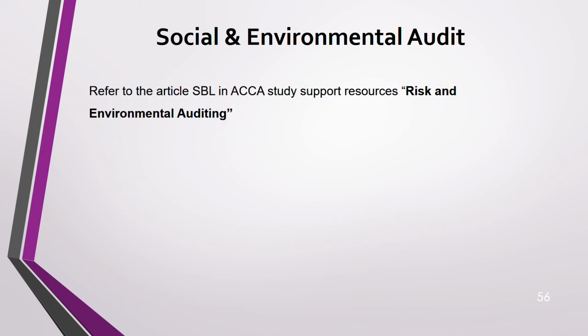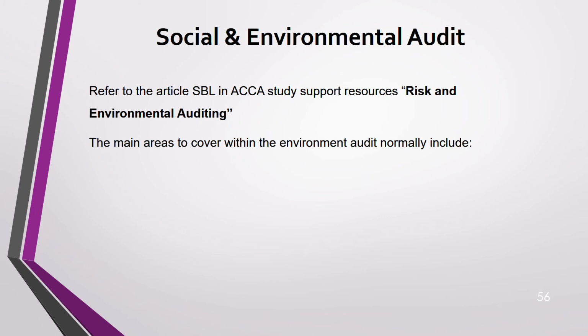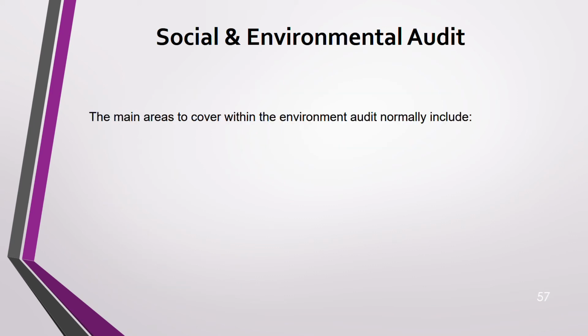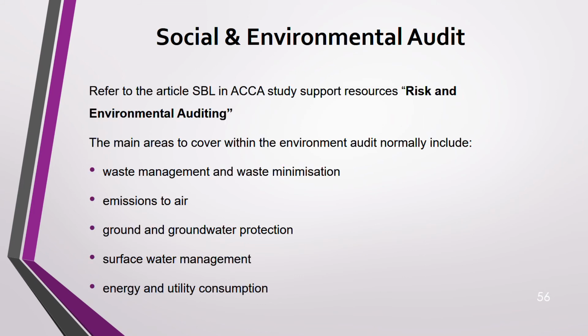Now, regarding this area, you have to go to your ACCA website, under SBL study support resources, and go to technical articles. There's a technical article named risk and environmental auditing. Please do go and read it. These are some main areas that need to be covered within the environmental audit. Normally it includes waste management and waste minimization, emissions to air, ground and groundwater protection, surface water management, energy and utility consumption. So don't memorize these areas, okay? Under this audit, these things are there, but memorizing will not help you at all. Understanding is the key to pass SBL. Just understand, that's it.